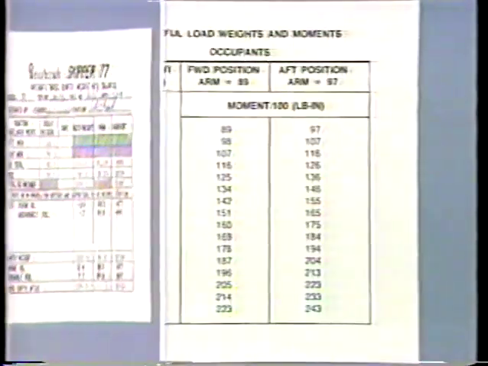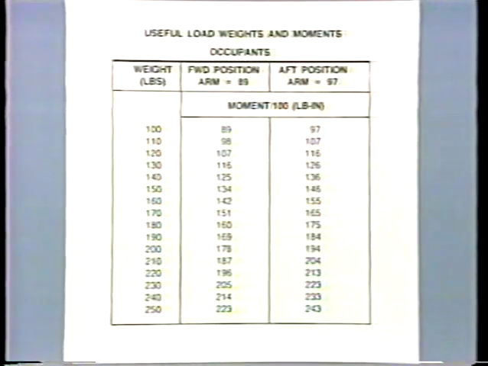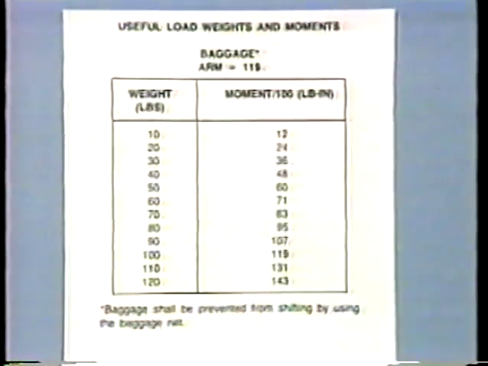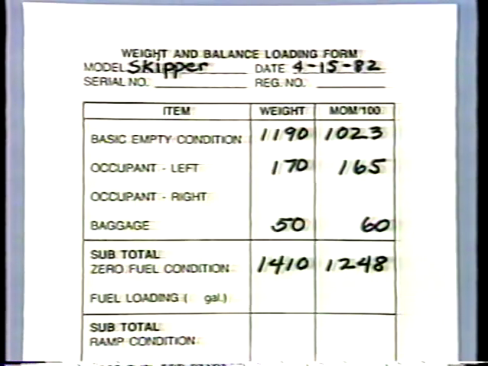Using the pilot's operating handbook, look up the moment index numbers for the different weight items and record them on your worksheet. Remember, with this method, multiplication of weight times arm isn't necessary since moment values are already computed and available in the pilot's operating handbook. Your worksheet should look like this. Now add these figures to get subtotals of zero fuel condition, 1,410 pounds, moment, 1,248. With full fuel tanks, fuel loading figures will look like this.